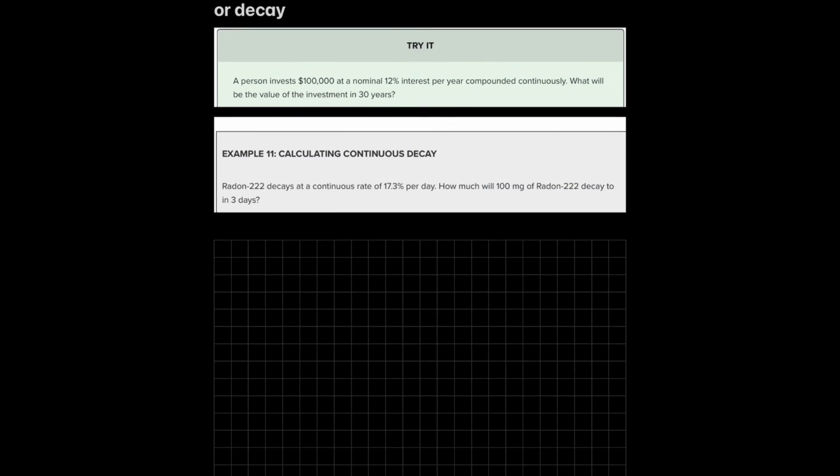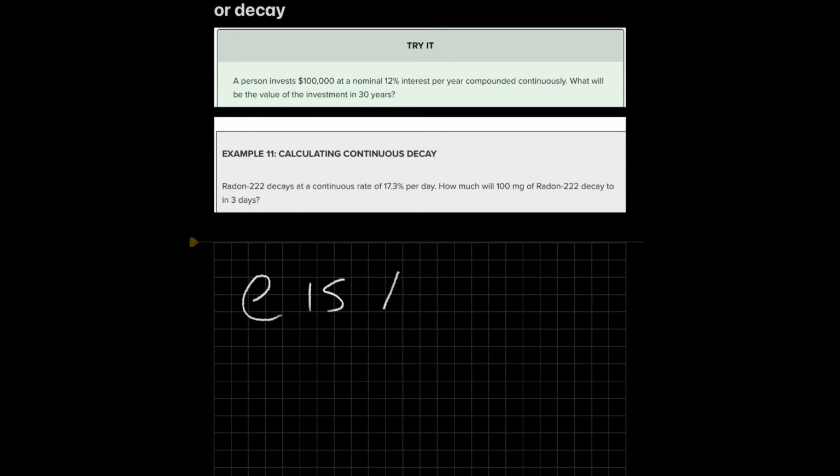So what we need for continuous growth or decay is an irrational number called E. I'm going to tell you guys about the irrational number called E, and then we'll do these two examples here using E, and that's going to help us. All right? So let's start off just by talking about E.